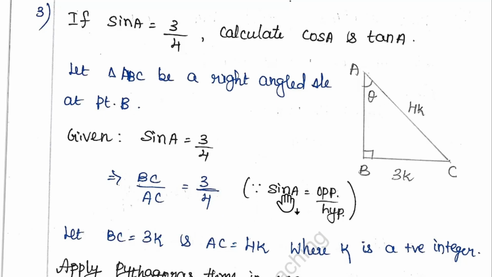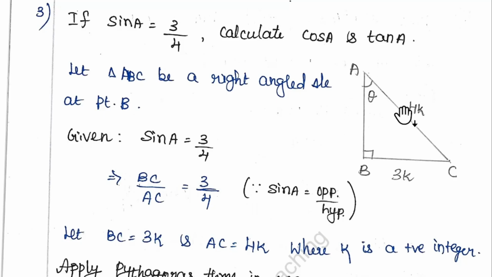We cannot say. So if the values come in the form of fraction or ratio, we used to take it as 3k, 4k like that, right? So let us take BC as 3k and AC as 4k, where k is the common integer for both the values. Okay, k is a positive integer, common integer. And you need to find the other value AB, right?